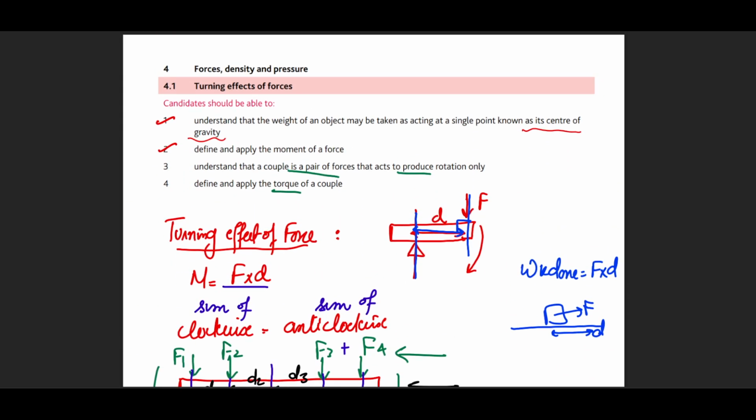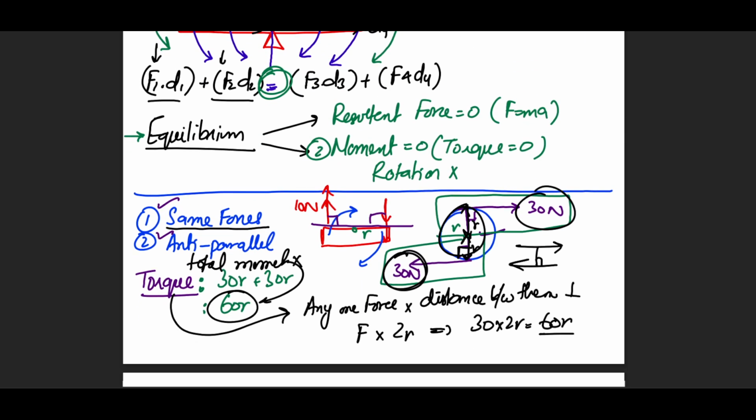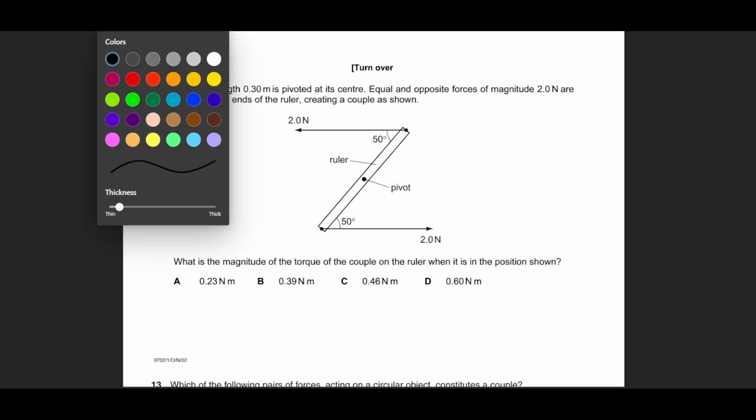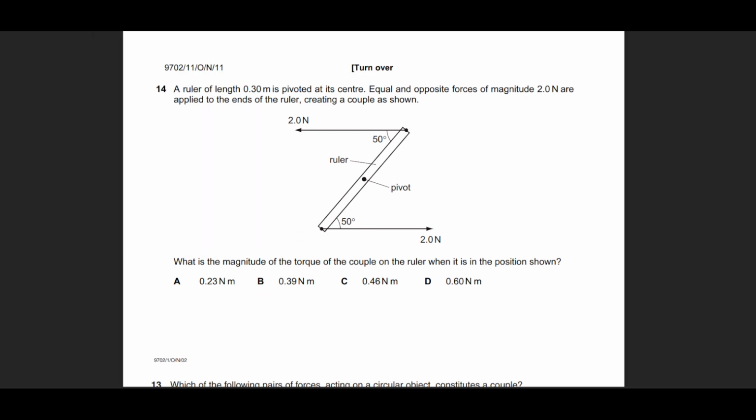Okay, so we have covered most of the ideas in this topic. We're going to go directly to the questions and discuss what is equilibrium, what is torque, what is moment, and how to solve them. So let's move on to the first question. This is interesting in terms of the idea that there are multiple ways to solve it. So it says that there is a distance from one point to another. The total length is 0.3.